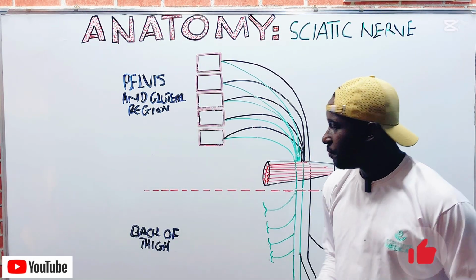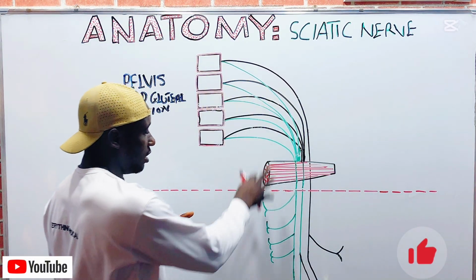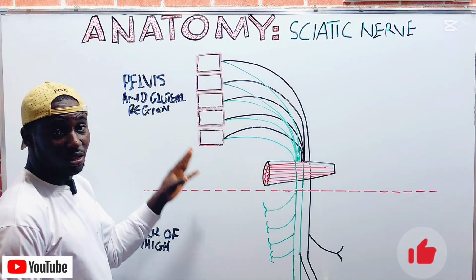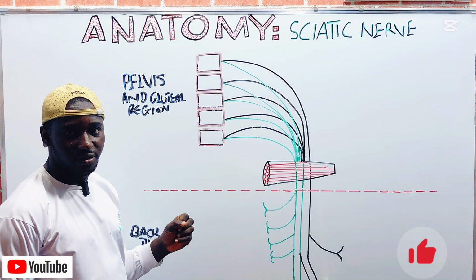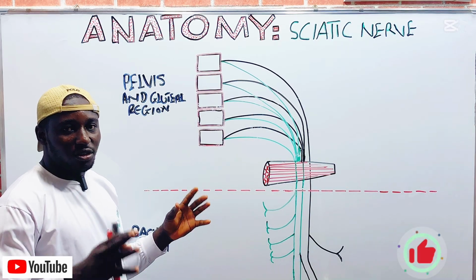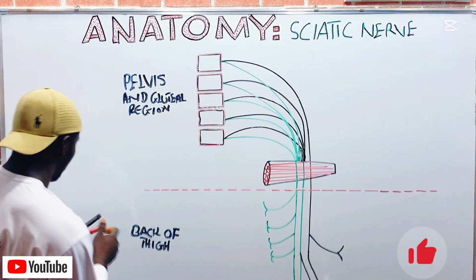Now let's proceed. This diagram here shows us the distribution of the sciatic nerve. Now let's start with the introduction. The first is the introduction.